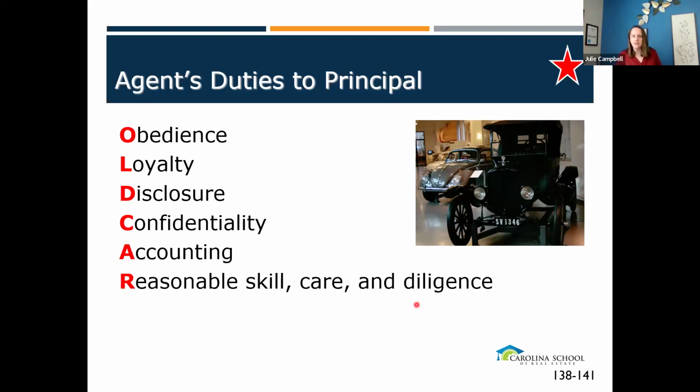Once we enter into that agency agreement, I owe you OCAR as defined by the law of agency, contract law, back in the New England days when we served the king, and license law and commission rule. So let's take these duties and break each one down.